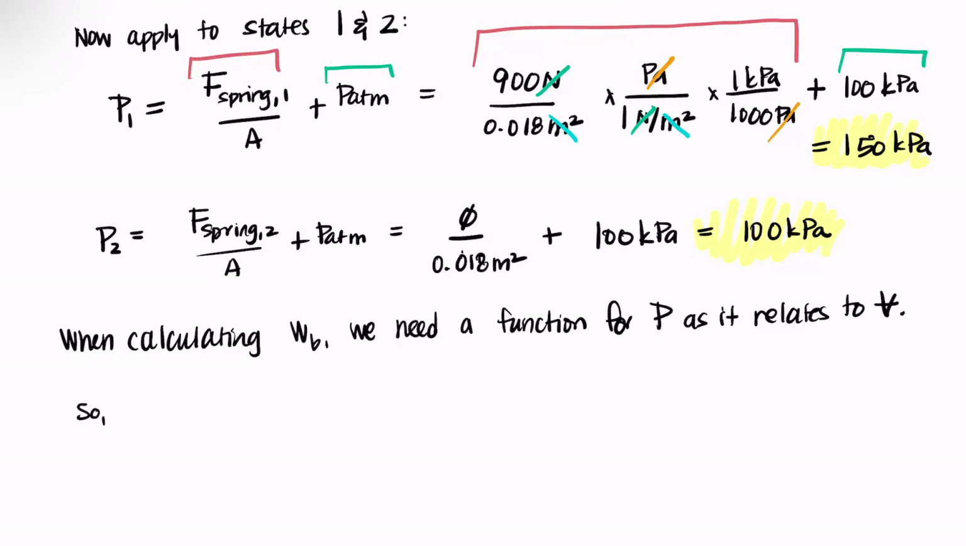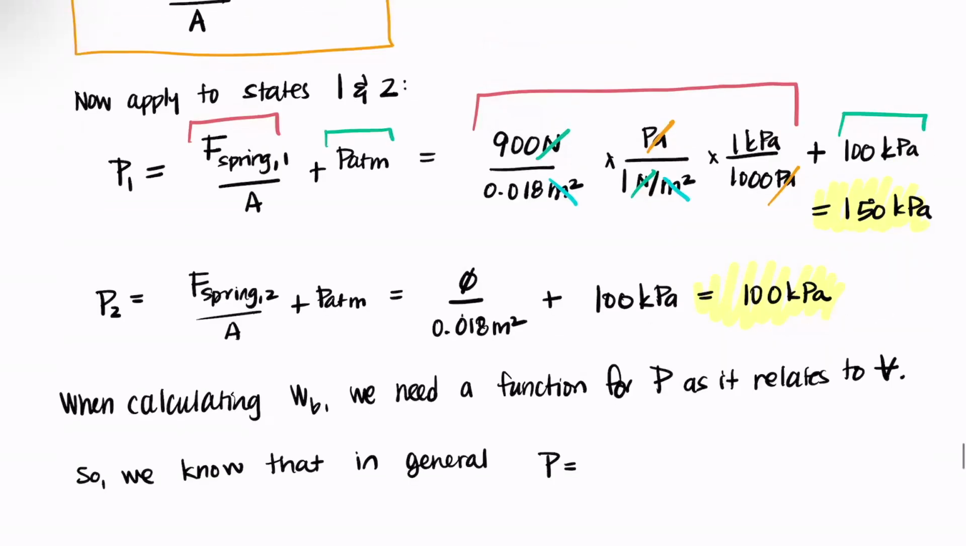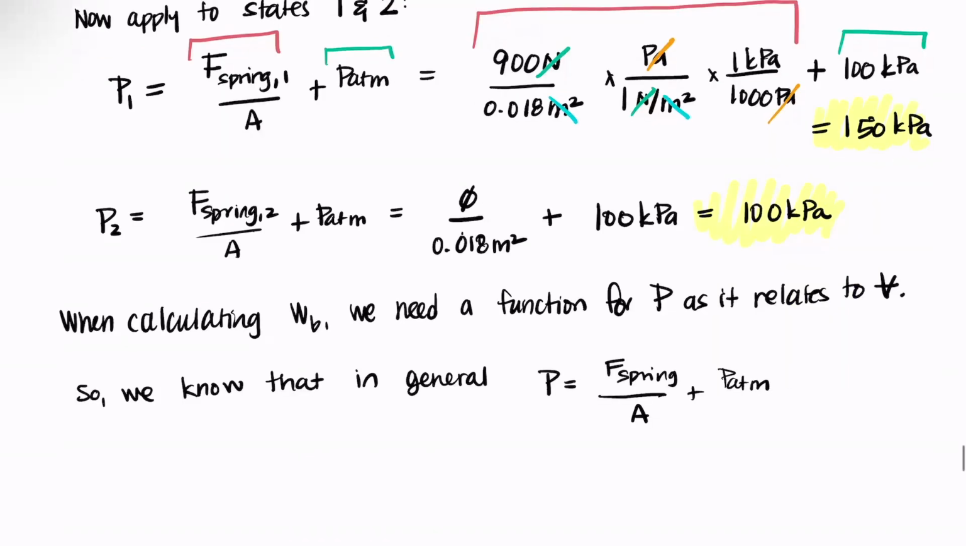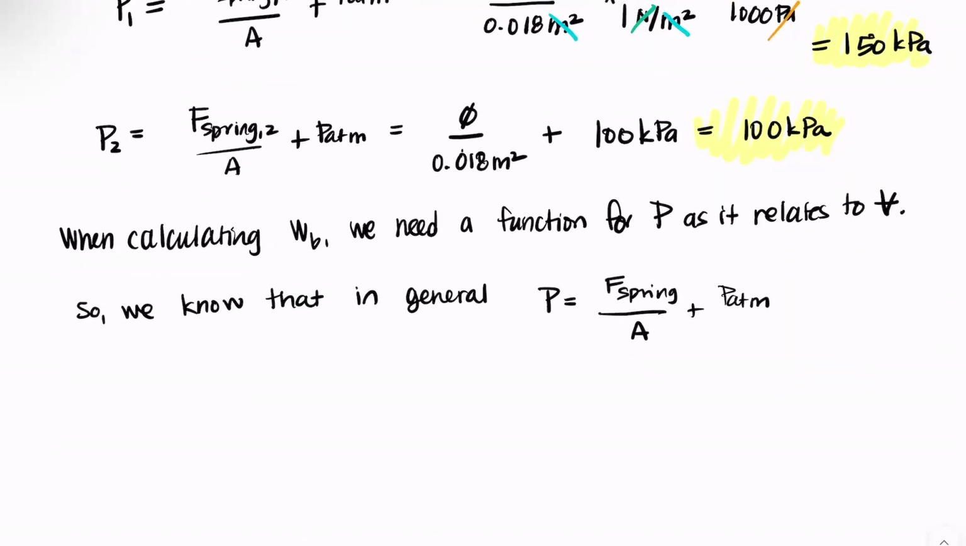Because we know that in general, the pressure is equal to the force of the spring divided by A plus P atmosphere, right? P atmosphere and A are always going to stay the same throughout all of the states. And all we need to do is figure out an equation for this that depends on volume.